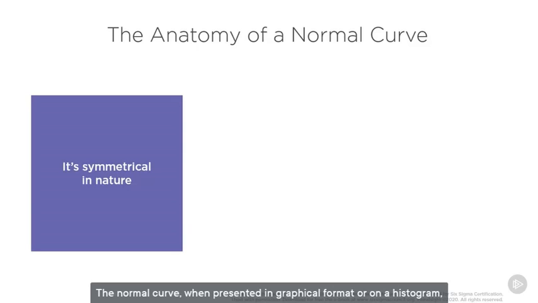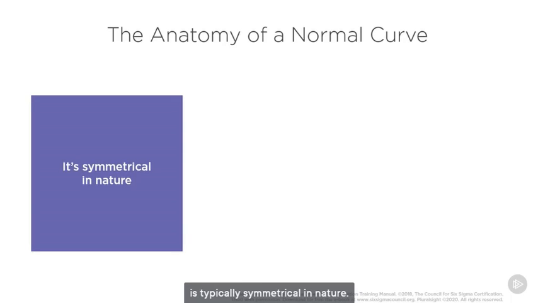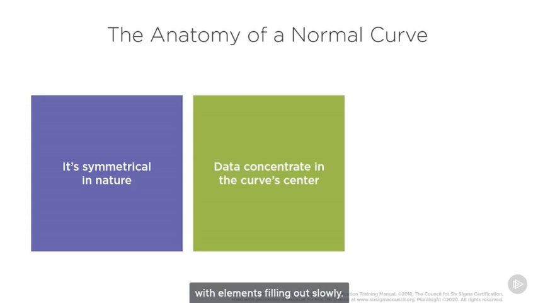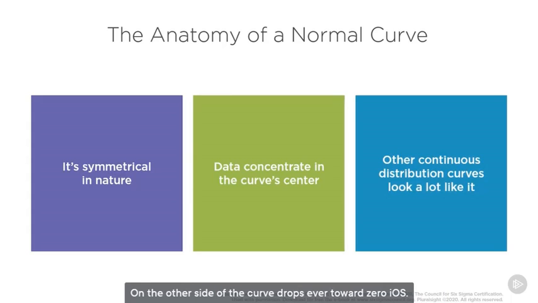The normal curve, when presented in graphical format or on a histogram, is typically symmetrical in nature. The data elements tend to concentrate along the center of the curve, with elements fanning out slowly on either side as the curve drops ever towards zero. While a visual inspection of data through graphical analysis can help determine if data might be normal, there are several continuous distribution curves that look a lot like normal curves. That's why we apply statistical tests such as the chi-squared goodness of fit test to determine whether data is actually normal. Don't confuse the chi-squared goodness of fit test with the chi-squared distribution, which makes an appearance later in this module. One is a statistical test and the other is a probability distribution.